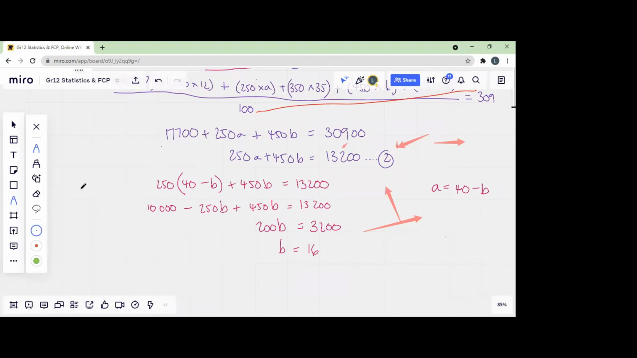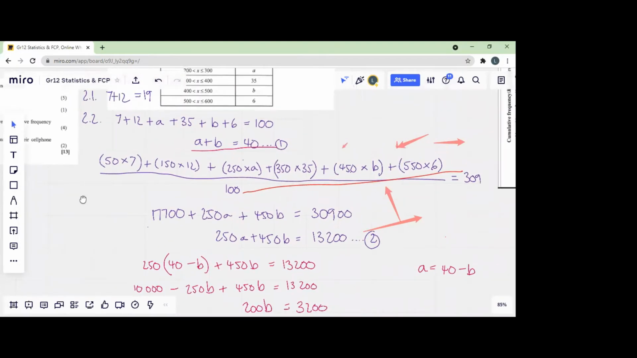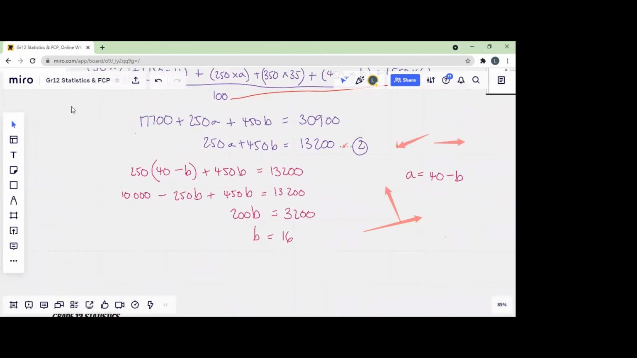So yeah, now it's easy for us to work out A. We're just going to use that other simple little equation, A plus B equals 40. So let's just finish it off. A plus B equals 40. So that means that A has to be equal to 40 take away 16, which is going to leave us with 24. Okay. All right. Sure, 5 marks for that.